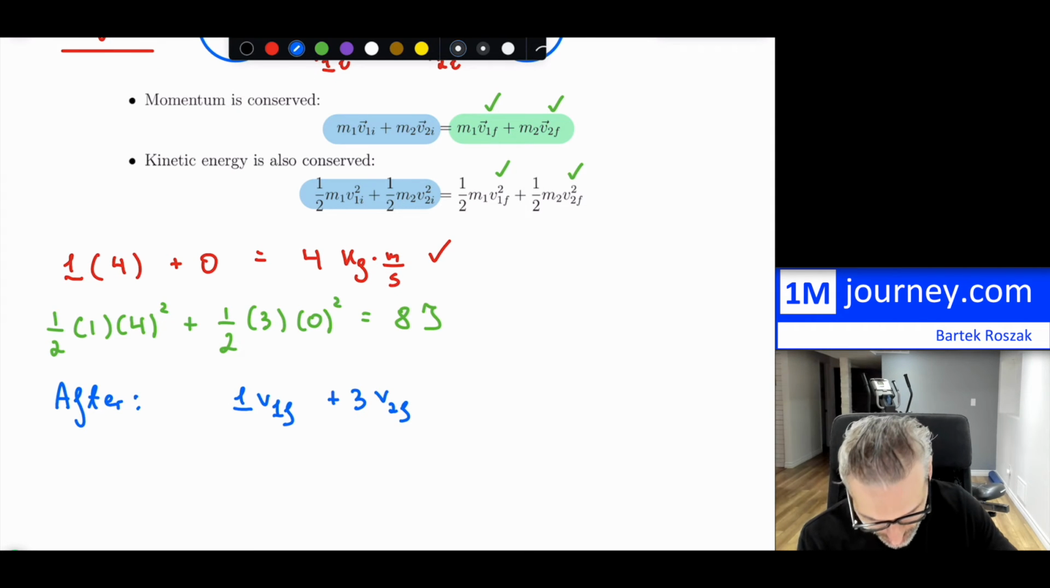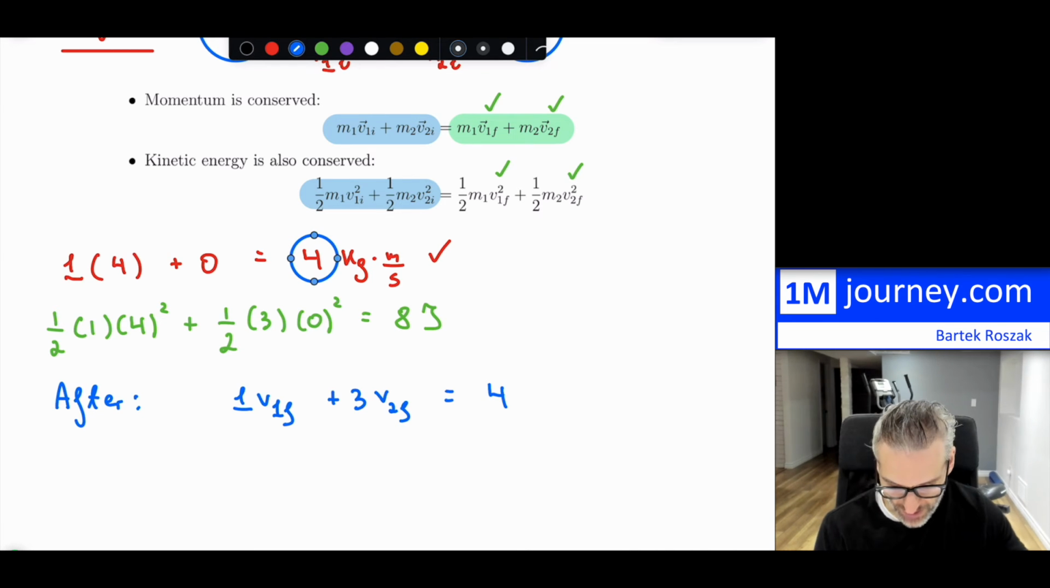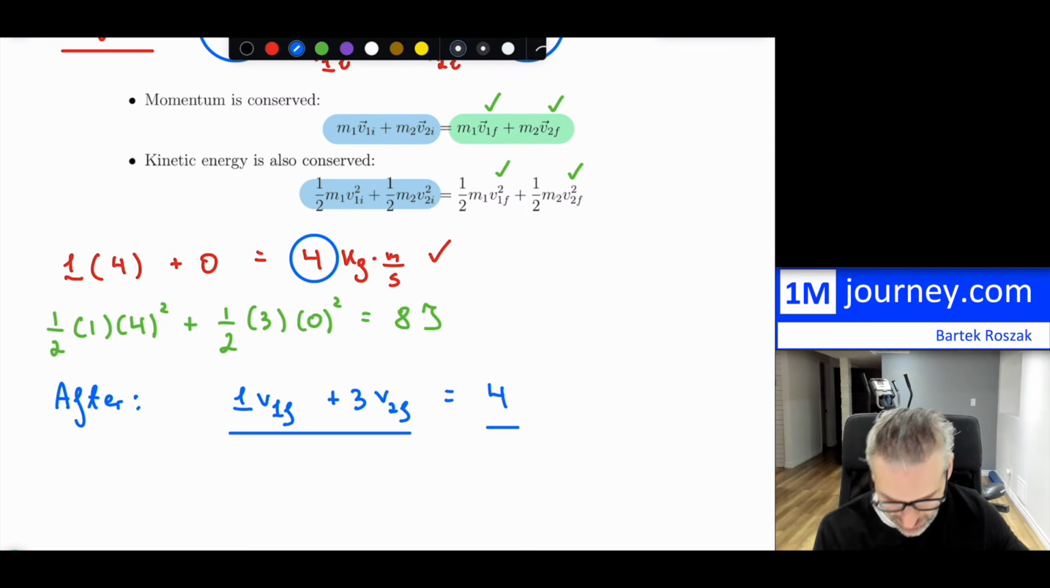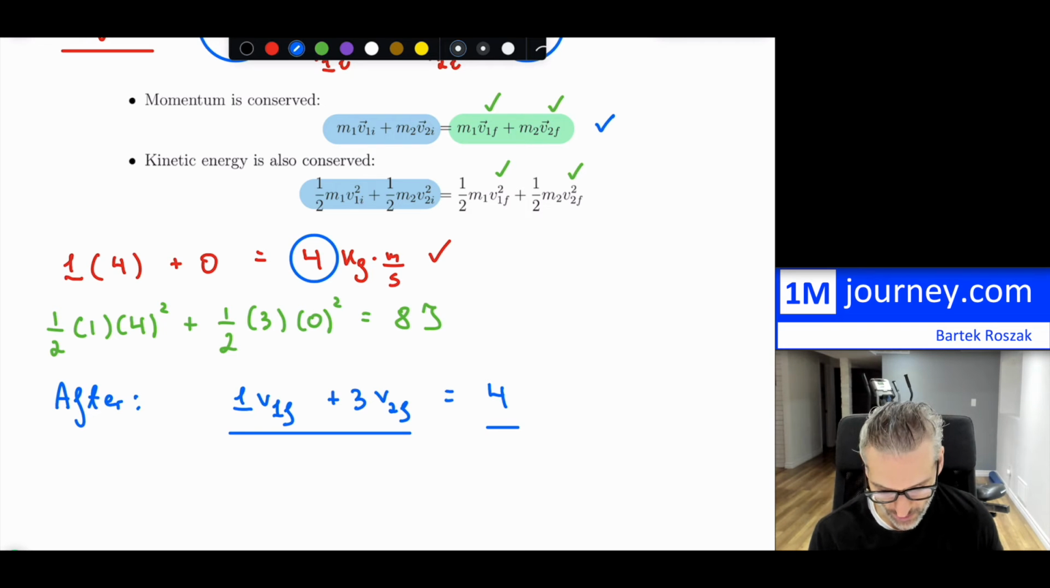I know that is going to be equal to 4, and that is coming from right here. This is after, and this is before. Now, if you put it on the left or on the right, it doesn't matter. I'm just taking this entire thing and equating the two sides. So that gives me one equation right there.